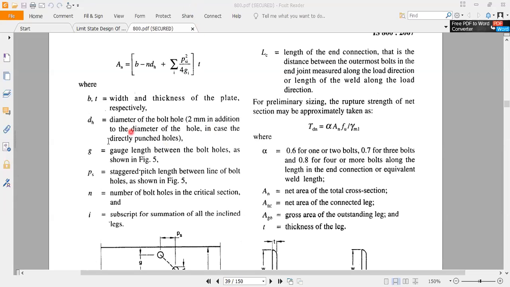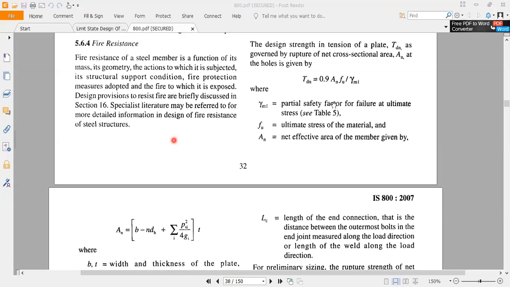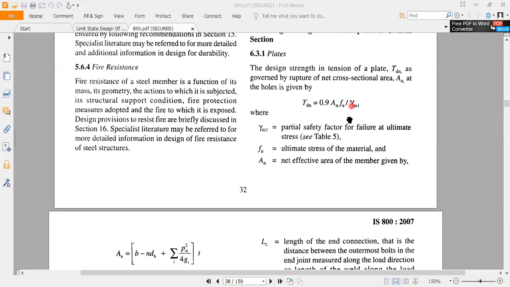Okay, so students, any confusion? No, sir. So this An should be put here in this equation to find the design strength.